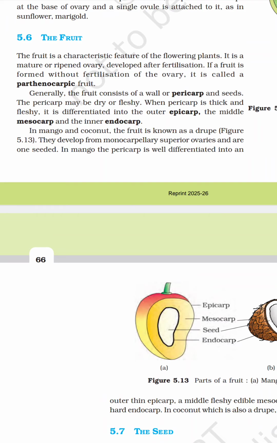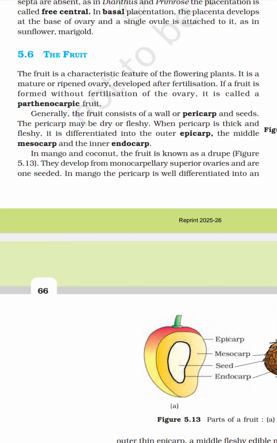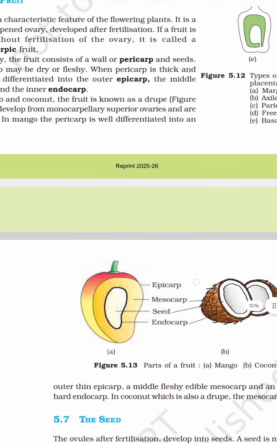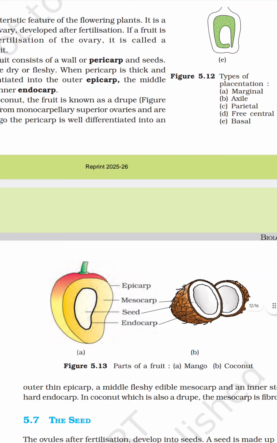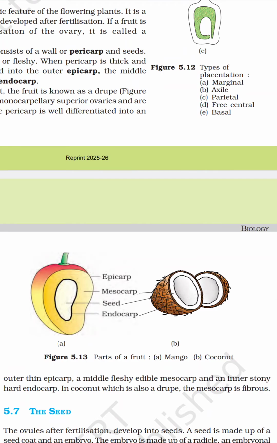When the pericarp is thick and fleshy, it is differentiated into the outer epicarp, the middle mesocarp and the inner endocarp. We can see in different fruits, like coconut and mango, the fruit is known as a drupe. It develops from monocarpellary, that means single carpel, superior ovaries and is one seeded. In the mango, the pericarp is differentiated into an outer thin epicarp, a middle fleshy edible mesocarp and an inner stony hard endocarp. In the coconut, which is also a drupe, the mesocarp is fibrous.